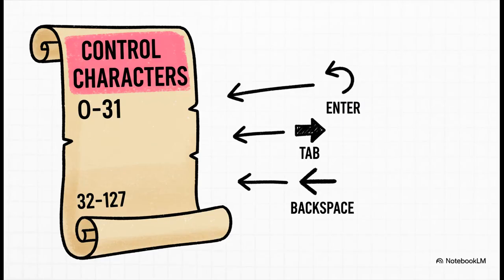So it turns out, the very first 32 values in the ASCII table, from 0 all the way to 31, are set aside for these special control characters. They don't draw anything on the screen. Instead, they give the computer commands. Things like start a new line, which is what Enter does, or move the cursor over a bit, which is Tab.